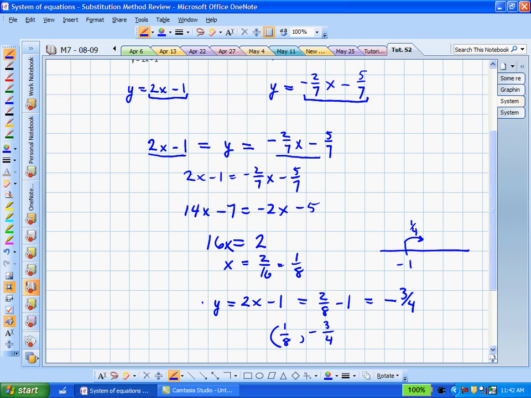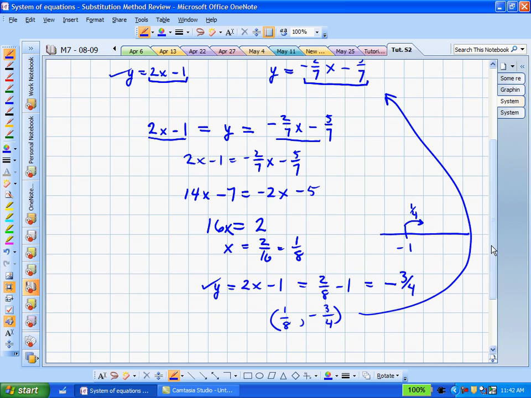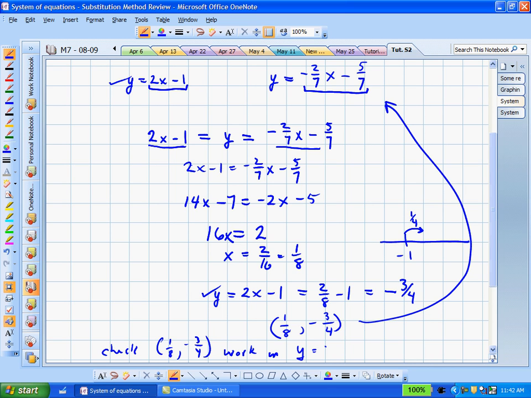And it definitely works in this line, right? So I guess the curiosity is, does it work in this other line? Does this point actually work in there? That's worth a check, because the numbers are strange and awkward. So here's the check. Does 1/8, negative 3/4 work in the equation y equals negative 2/7 x minus 5/7?